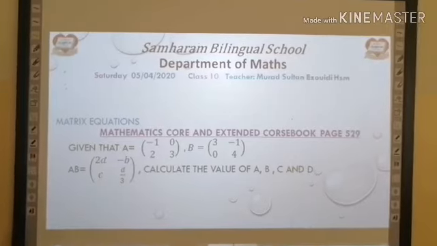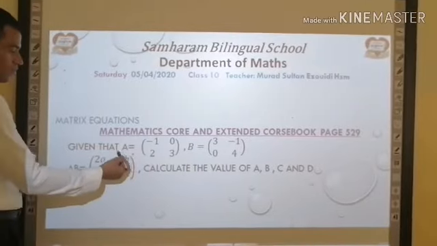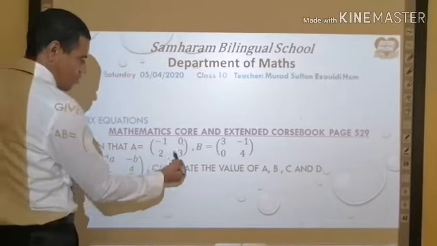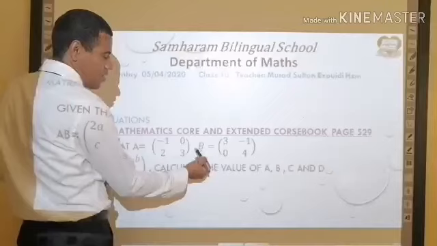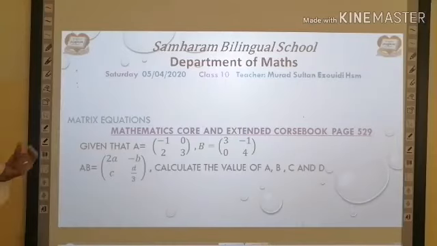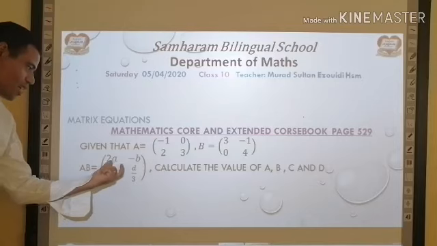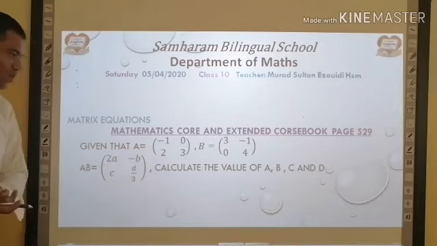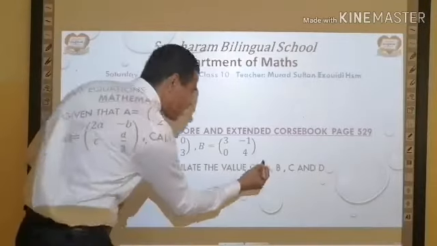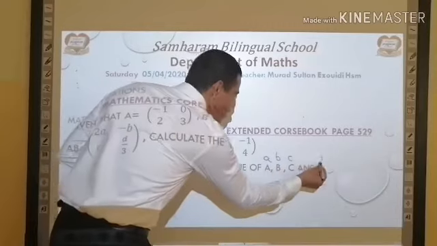A matrix equation. For example, if it is given that the matrix A of order 2 by 2 is [-1, 0; 2, 3], and the matrix B of order 2 by 2 is [3, -1; 0, 4]. The question is, if the product of A and B is [2A, -B; C, D/3], calculate the value of A, B, C, and D.